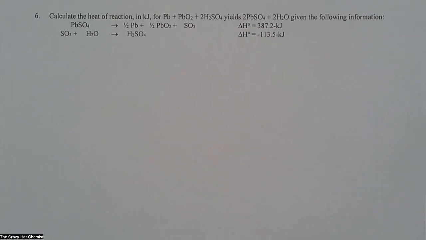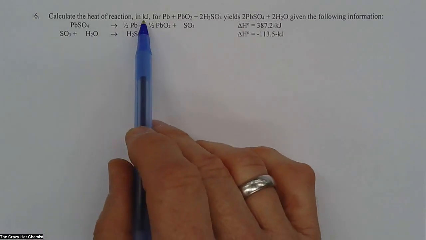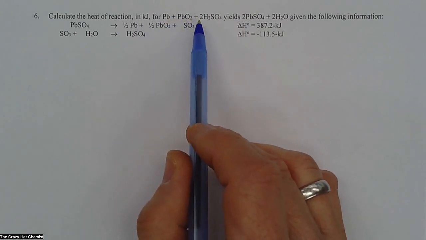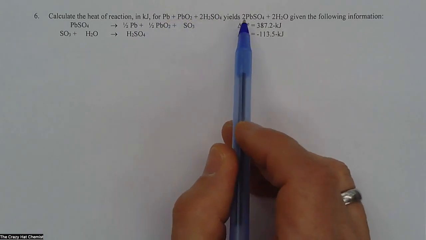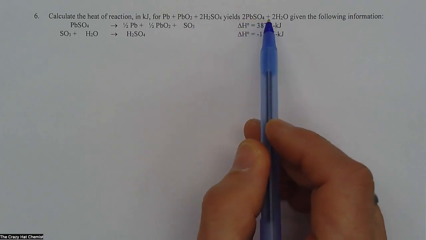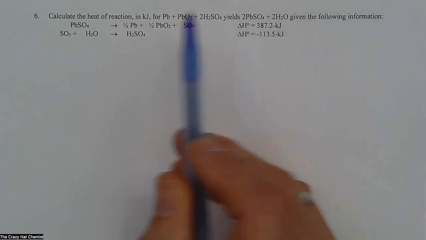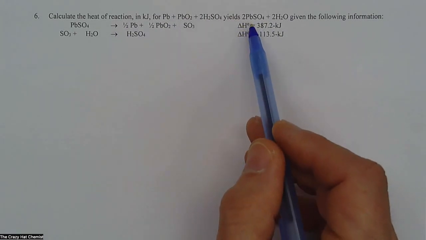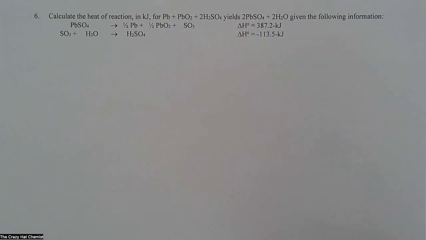All right, problem number 6. It says we're going to calculate the heat of a reaction in kilojoules for Pb plus PbO2 plus 2H2O yields 2 PbSO4 plus 2H2O, given the following information. Got 2 equations, and I got some enthalpy changes under standard conditions for both of those.